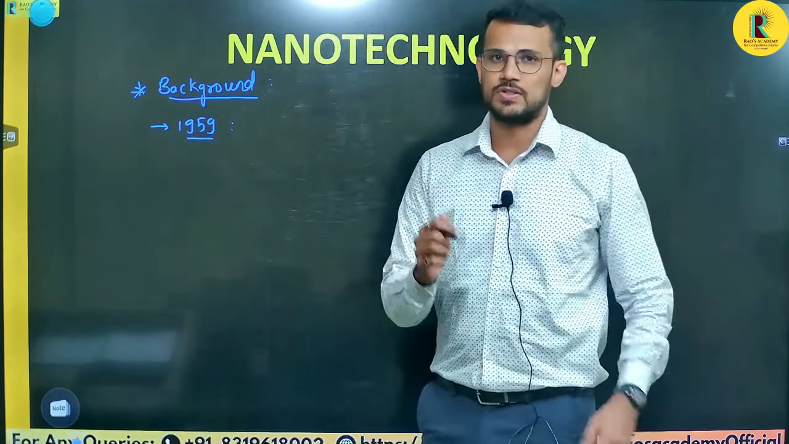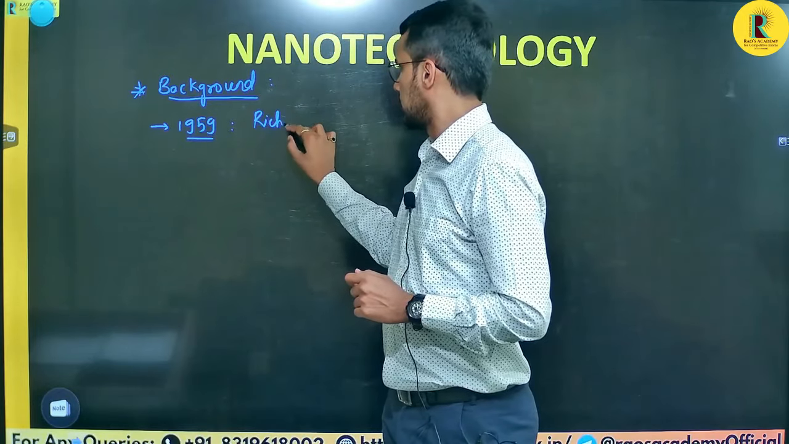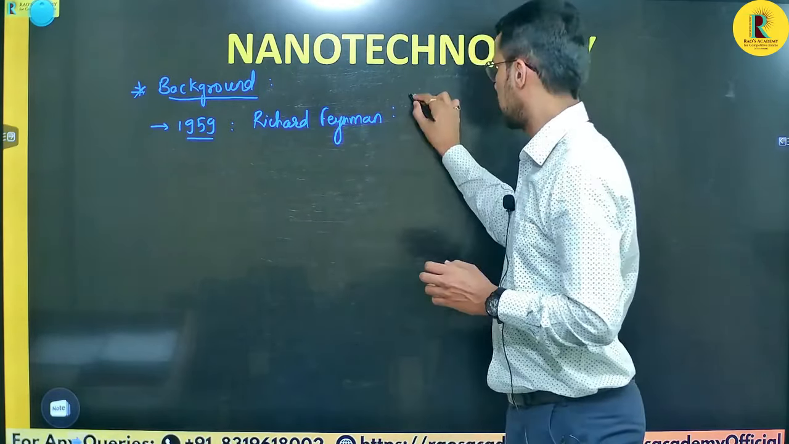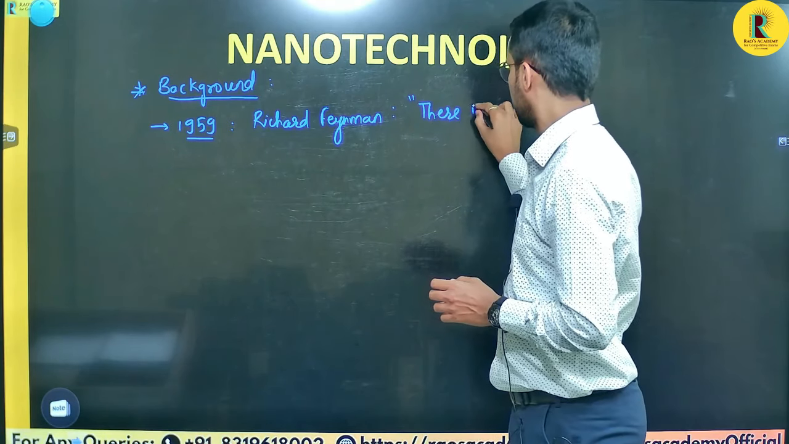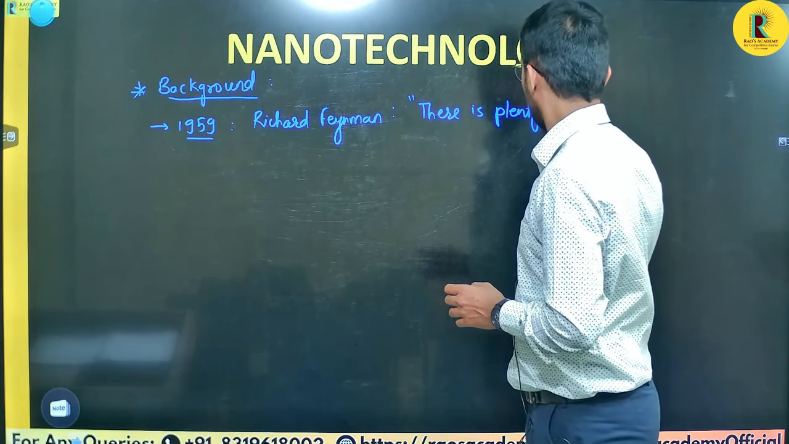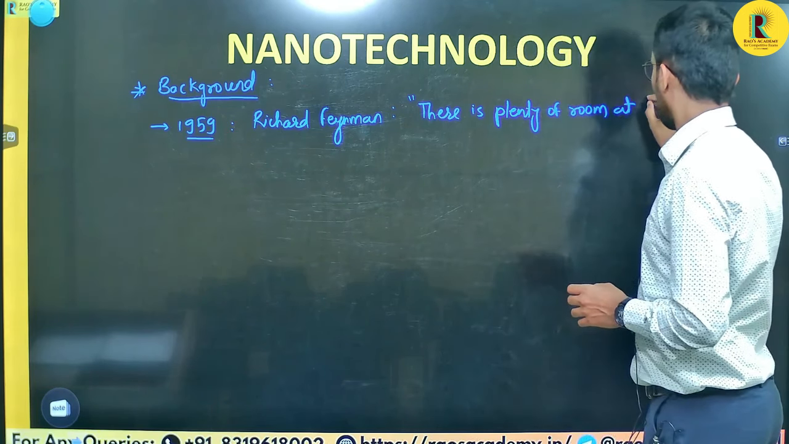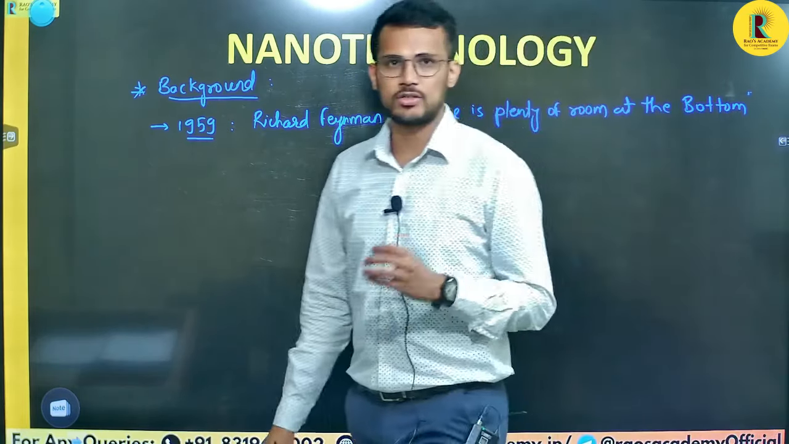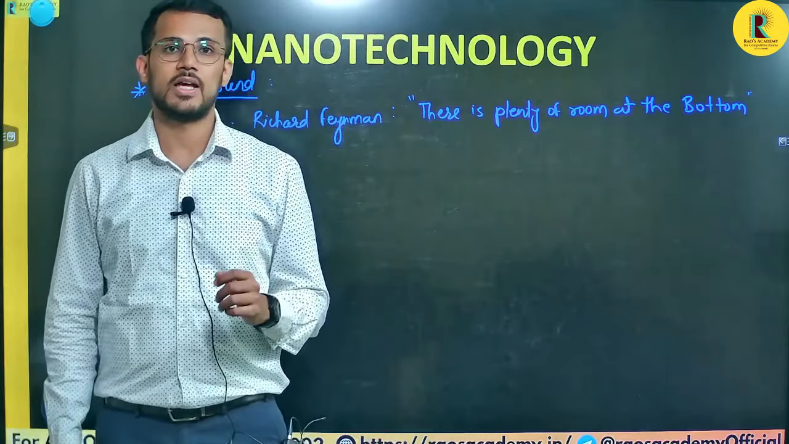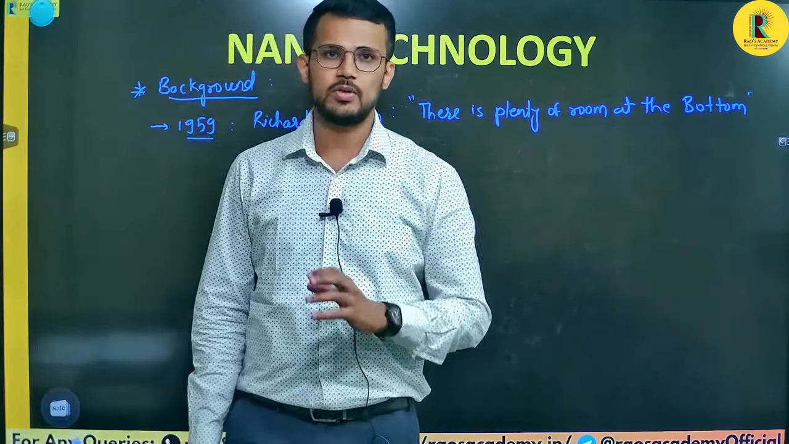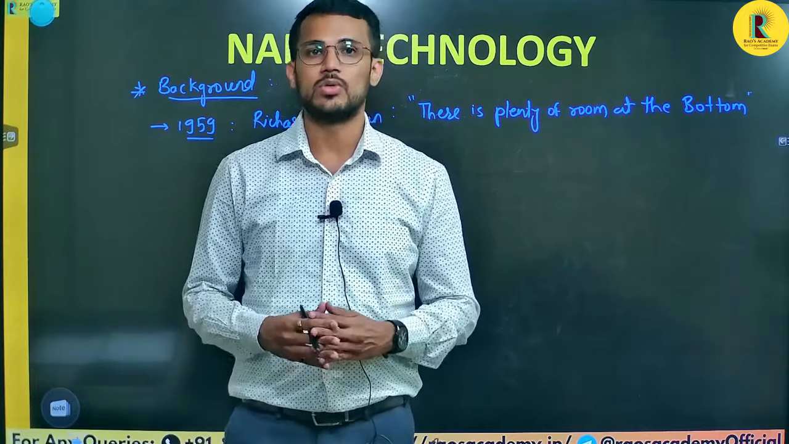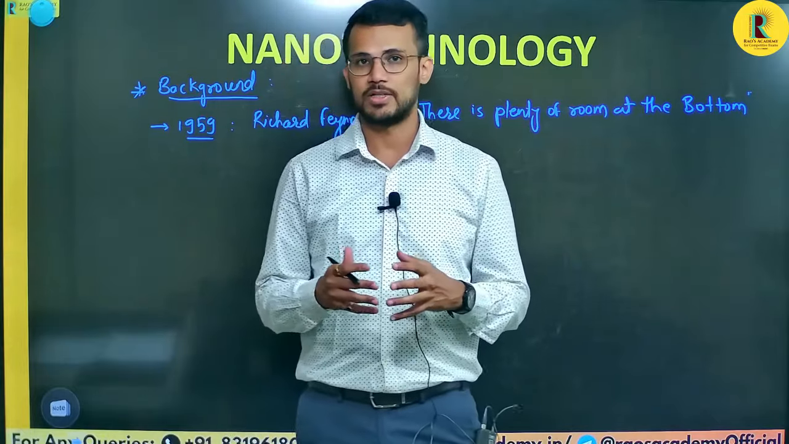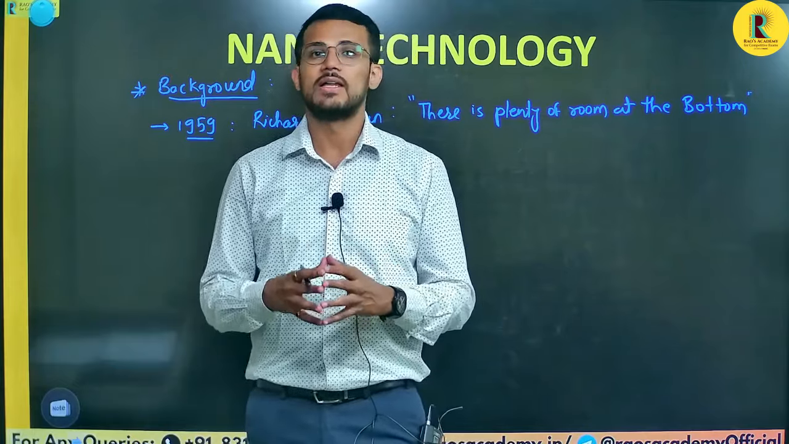In 1959, Richard Feynman, the famous physicist, gave one very famous lecture, and that lecture is titled "There is plenty of room at the bottom." This lecture was given by Richard Feynman in 1959 at the California Institute of Technology. In this particular lecture, he did not use the term nanotechnology, he just hinted at the existence of nanoparticles which can be used for various applications. And that was considered as the origin of nanotechnology.